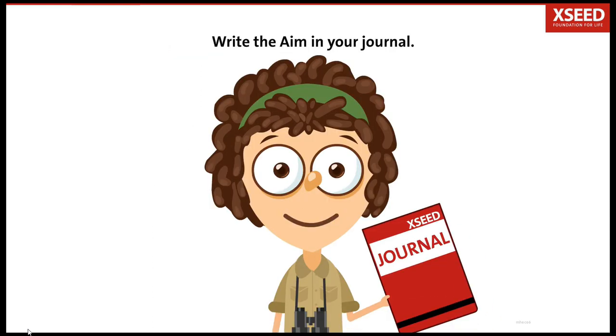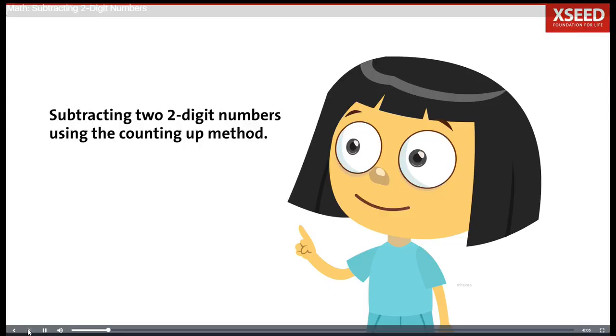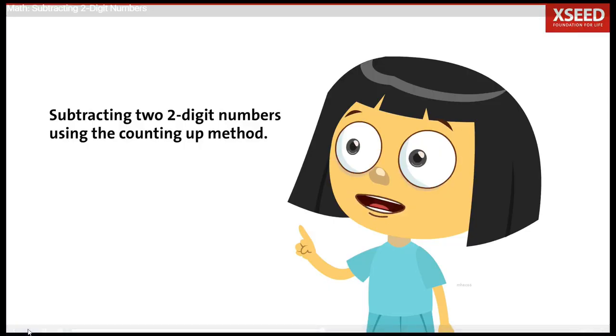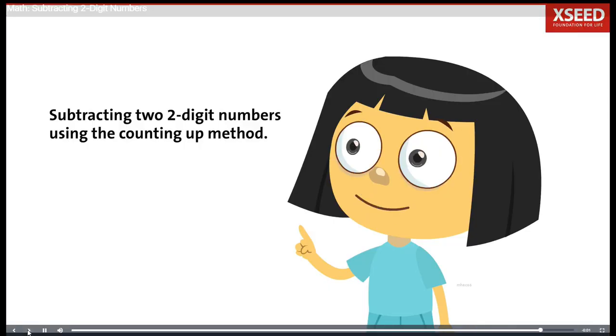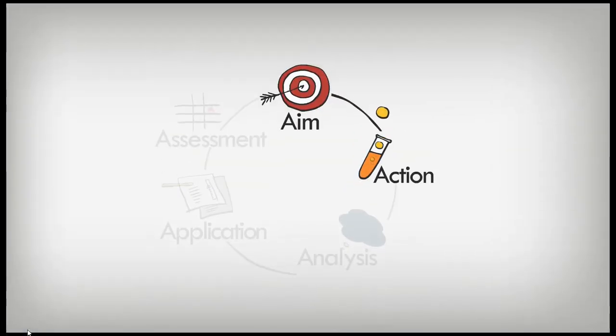Now, write in your journal in your own words. What is the aim of the class today? I have written down what we are going to learn today. Time for a quick activity. Let's get started.